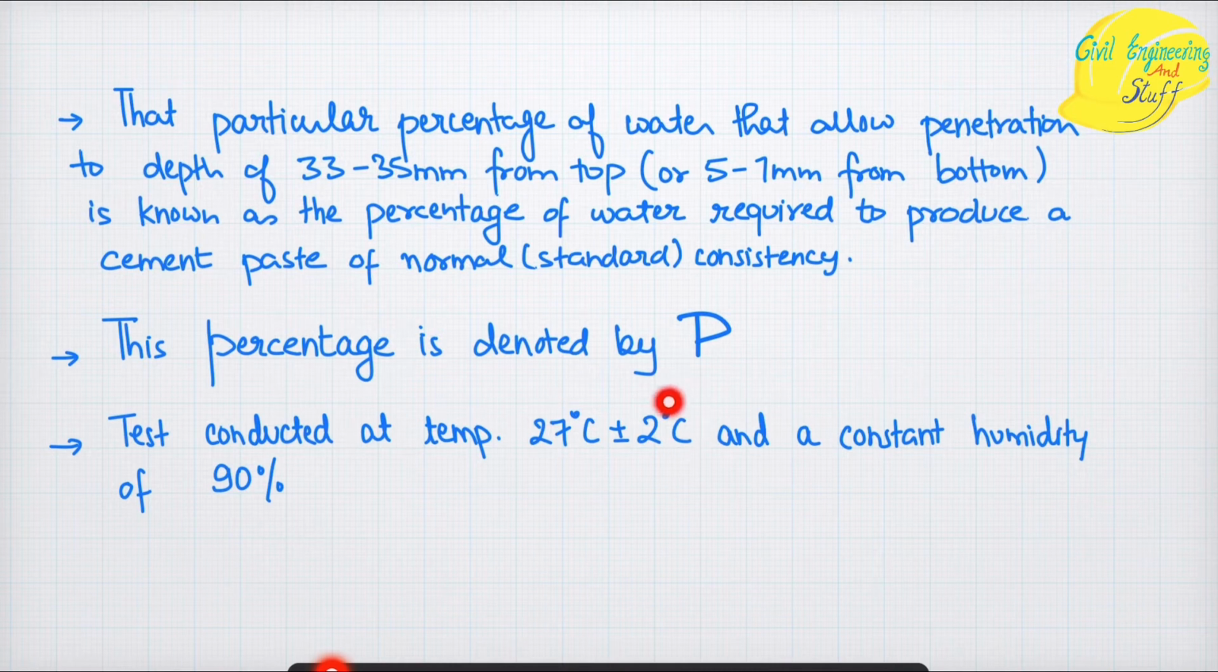Now this test is conducted at a standard room temperature of 27 degrees Celsius plus or minus 2 degrees Celsius and a constant humidity of 90%, right? So this was your consistency test.